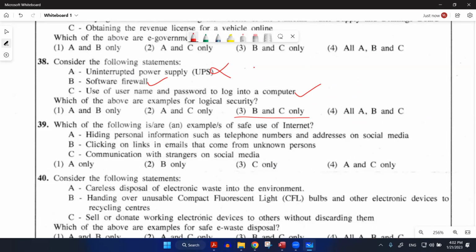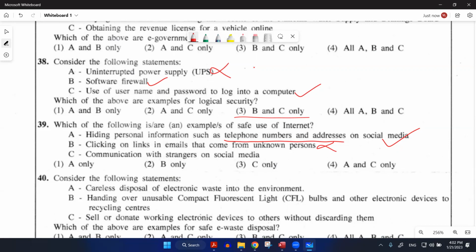39th, which of the following are examples of safe use of the internet? Hiding personal information such as telephone number and addresses on social media. Yes, that's a safe way of using social media. Those are private details, so we should share them only with trusted people, not with everyone. Clicking on links in emails that come from unknown persons, we should not, because it can be spam or some particular malware, right? So we should not click on links from unknown people.